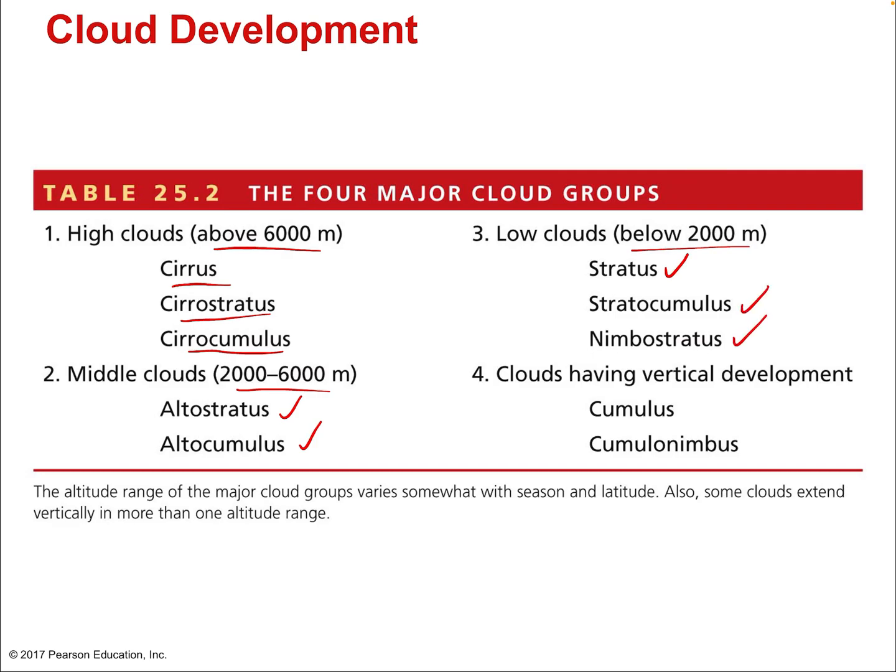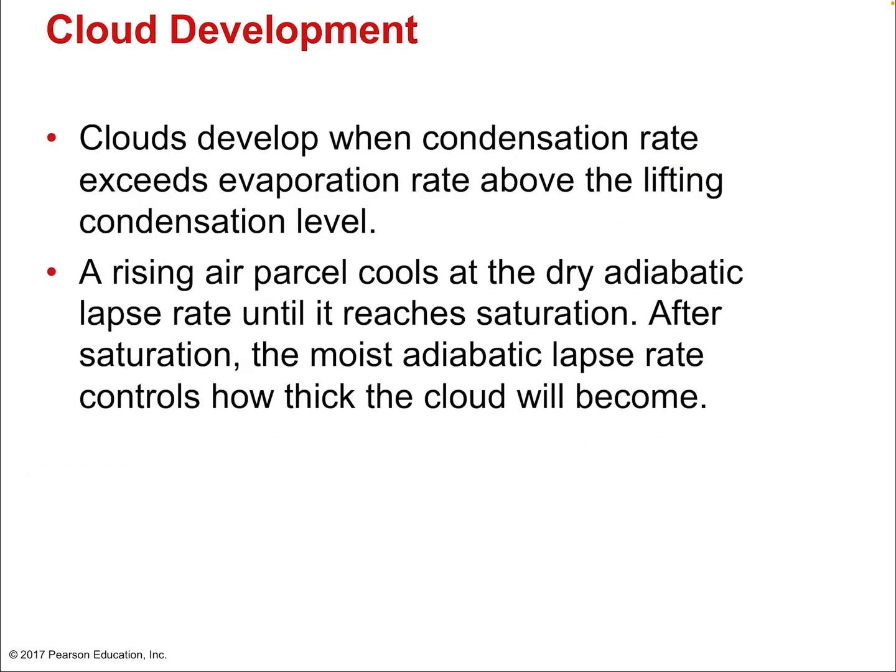Then there are those clouds created by unstable air that have vertical development, because all these others would have horizontal development because they're in an equilibrium. These include the cumulus and the cumulonimbus. So, clouds develop when the condensation rate exceeds the evaporation rate above the lifting condensation level. A rising air parcel will always cool at the dry adiabatic lapse rate until it reaches saturation. After that point, it will continue to cool at the moist adiabatic lapse rate if it continues to rise unless it's reached equilibrium.